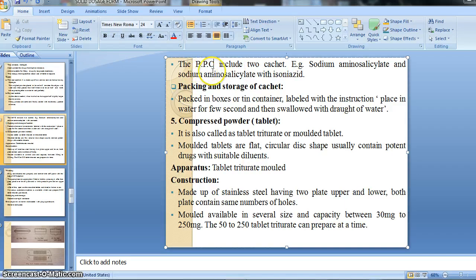BPC means British Pharmacopoeia Codex. This is the official book, like the Indian Pharmacopoeia, that is IP, right?